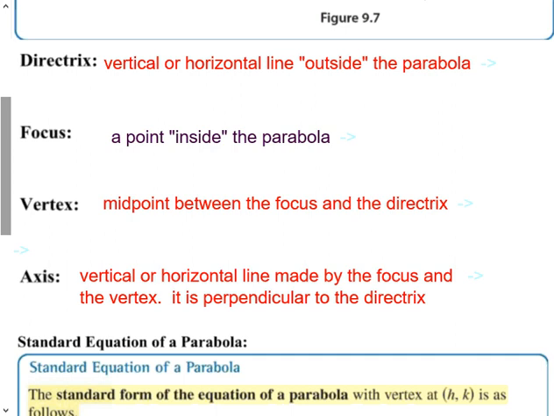Now, no, I didn't make a mistake there. We are actually covering both up and down parabolas and left and right parabolas. Those are the types of graphs we'll be doing, because we're not only dealing with y equals a number times x squared, but we'll also be dealing with x equals y squared.